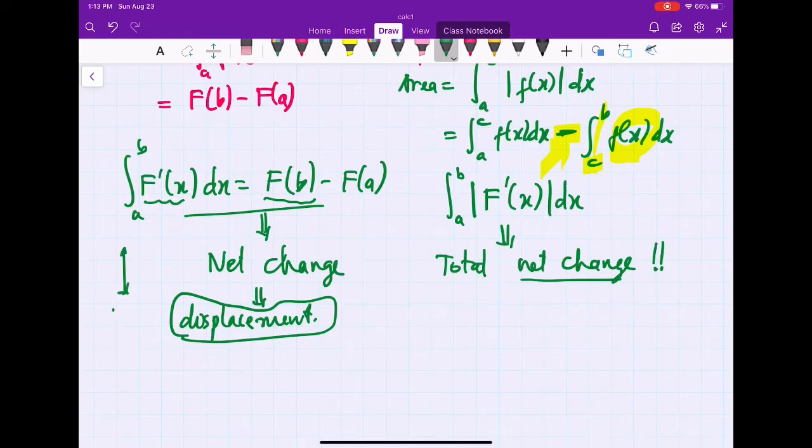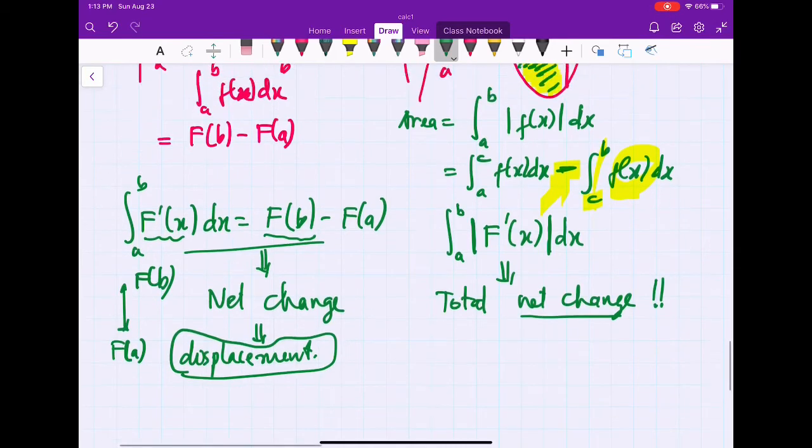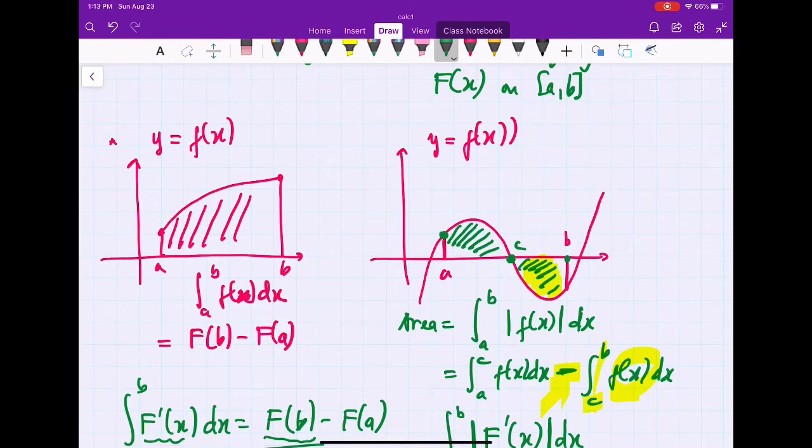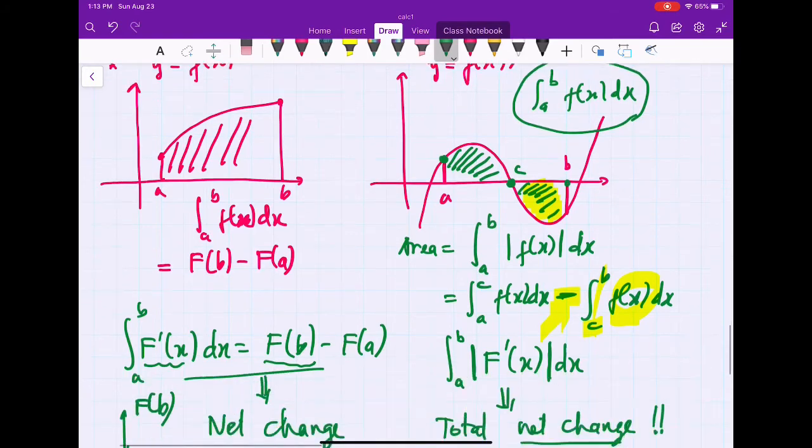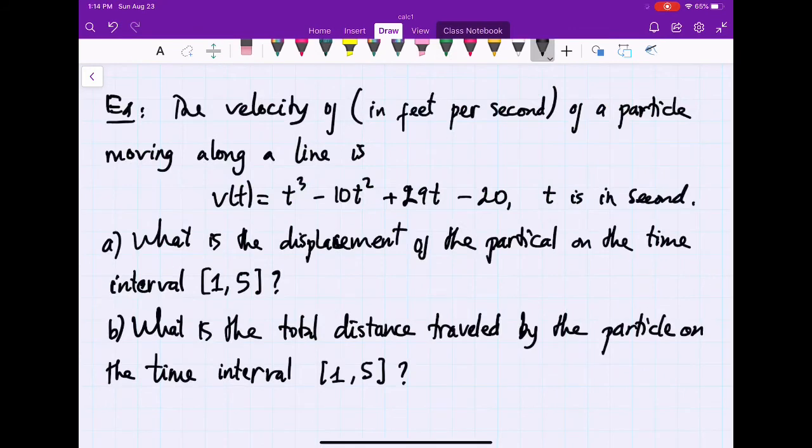Does that make sense? So this is some f(a), this is some f(b). That's it. But if you care about the total change, you need to consider the case of absolute value, because like this, right? For this picture, if you just find the integral from a to b of f(x) dx, you see you lost some area because you have negative area in this case. Does that make sense? So you just care about the net change, you don't care about the total change. I hope you understand the difference between these two cases.